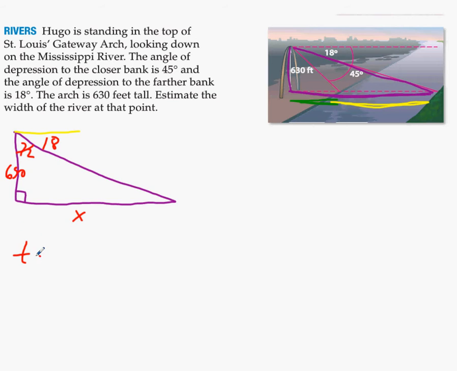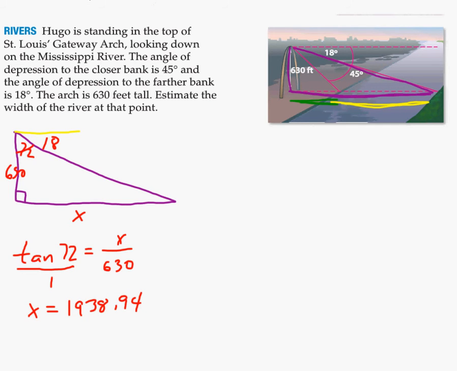So tangent of 72 degrees is going to be opposite over adjacent. I'm going to put this over 1. And I believe when I cross multiply, I'm going to get 1,938.94.